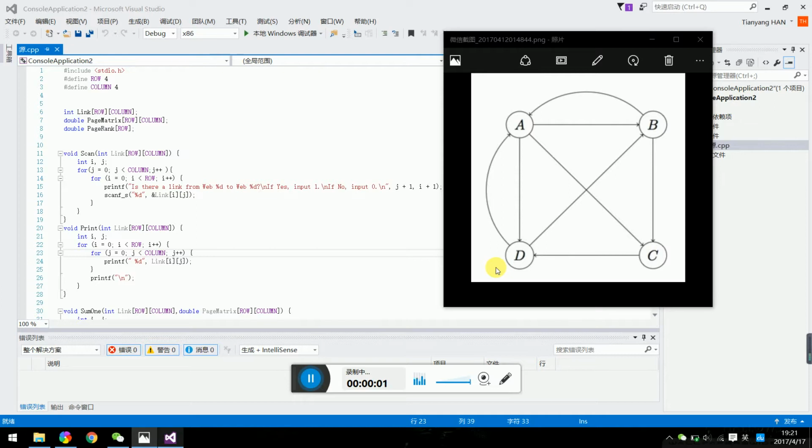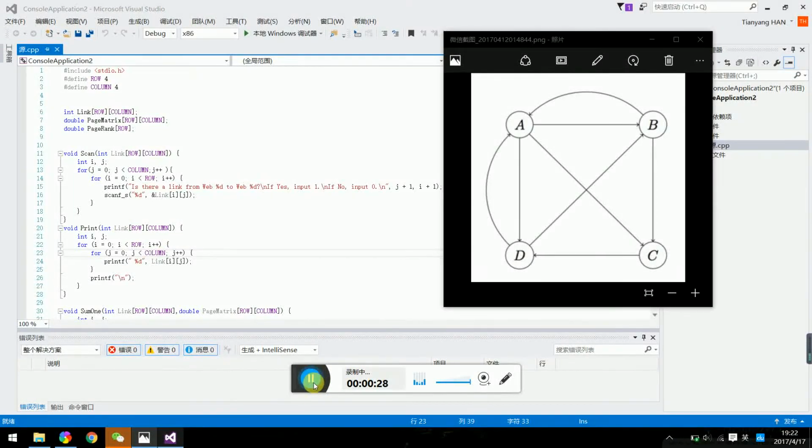Our group wrote a few programs to introduce PageRank. So let's just make a simple system. There are only 4 webs in the system, and web A has links to B, C, D, and B has links to C and A, and C has links to D, and D has links to A and B. So what about the PageRank of these 4 webs?